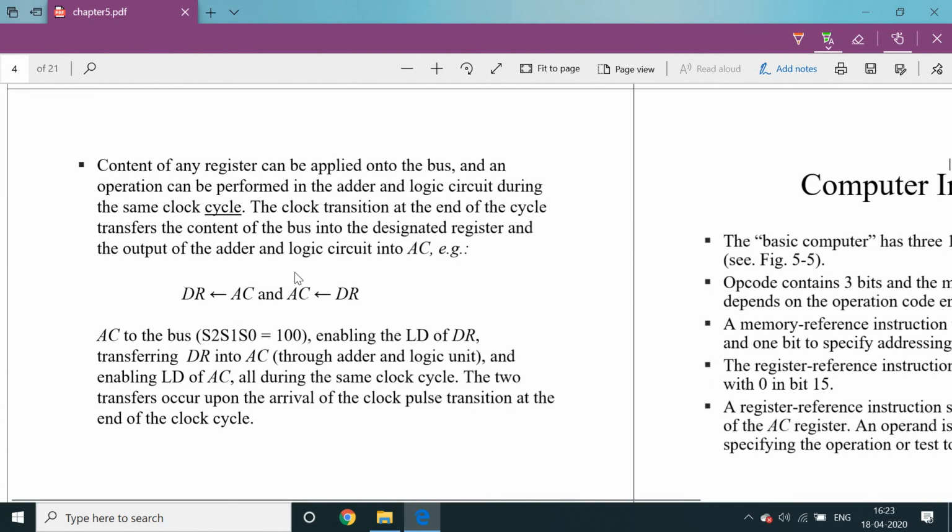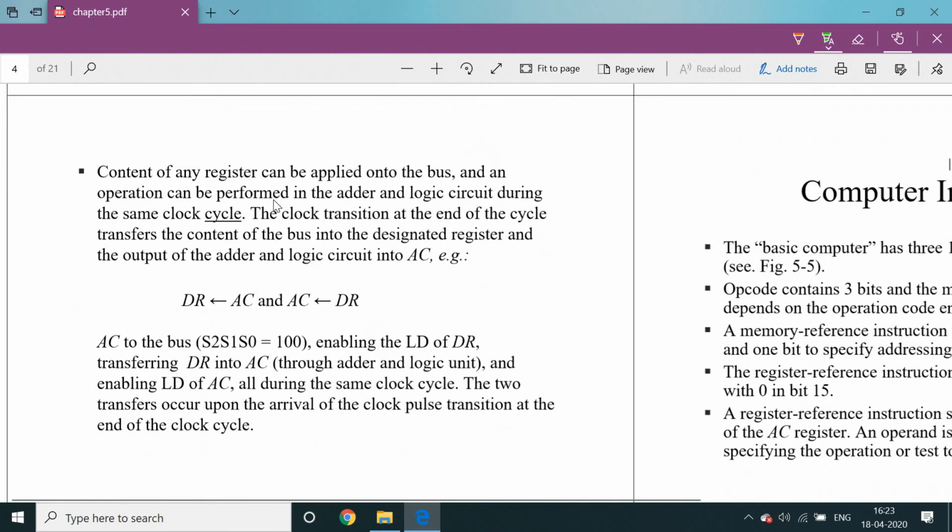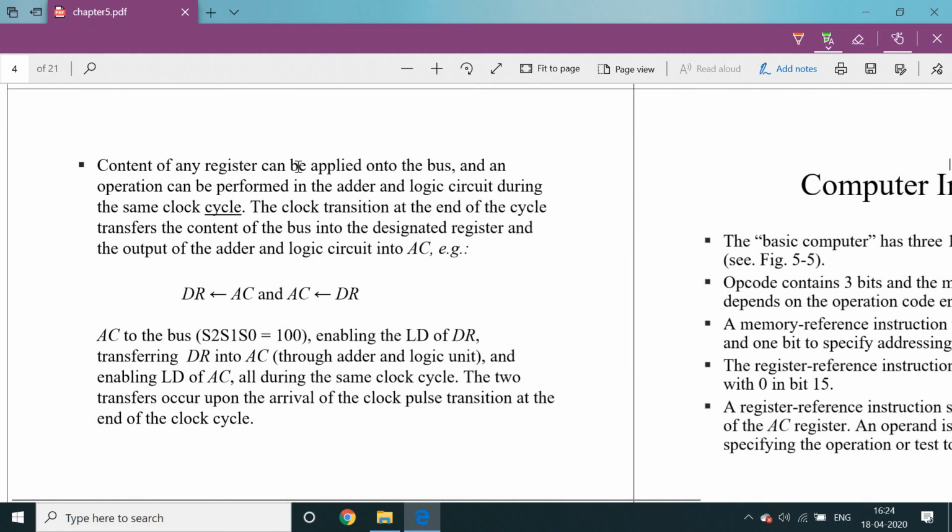See here a little bit of operation using this diagram. The content of any register can be applied onto the bus and an operation can be performed in the adder and logic circuit during the same clock cycle. The clock transition at the end of the cycle transfers the content of the bus into the designated register and the output of the adder and logic circuit into AC.